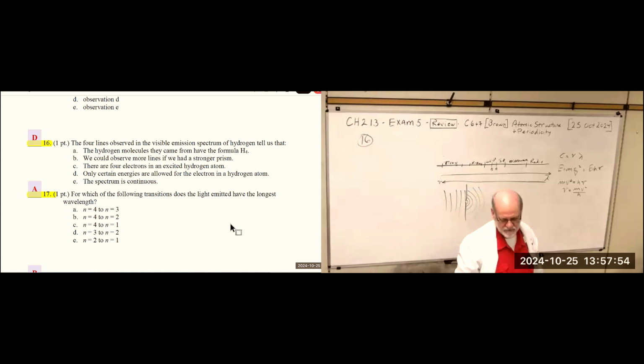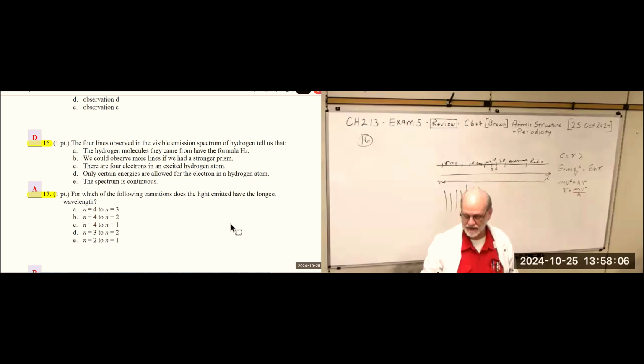The 4 lines observed in the visible emission spectrum of hydrogen tell us what? The hydrogen molecule it came from has the formula H4? I'd like to see that. An H4 molecule, I don't think so. We could observe more lines if we had a stronger prism.